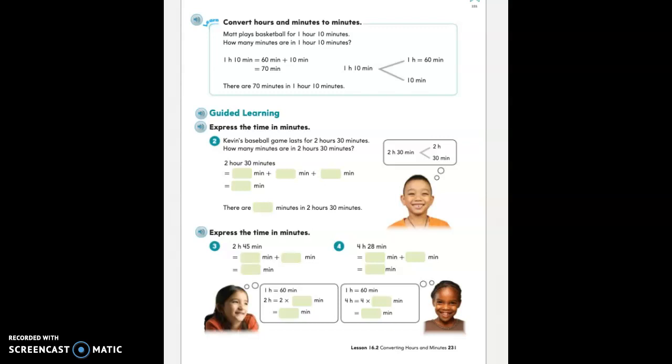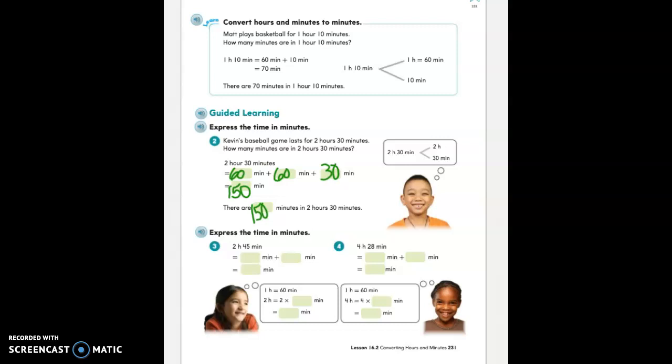For guided learning, we can express the time in minutes. Kevin's basketball game lasts for 2 hours and 30 minutes. How many minutes are in 2 hours and 30 minutes? If I look at it, it's divided into addition. It's going to want me to say 60 minutes plus 60 minutes, and I got that from these 2 hours, plus these 30 minutes. If I add them all together, I get 150 minutes. So he's saying I can break 2 hours into hours and minutes. So there are 150 minutes in 2 hours and 30 minutes.